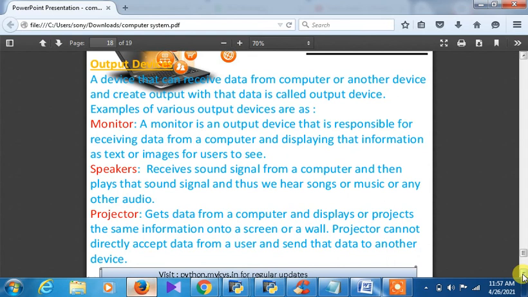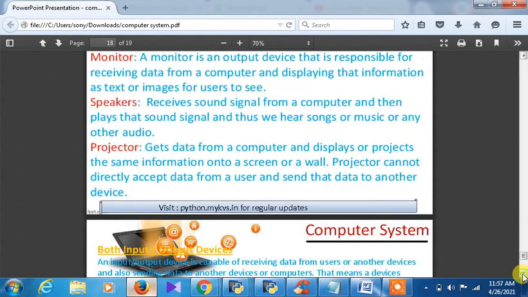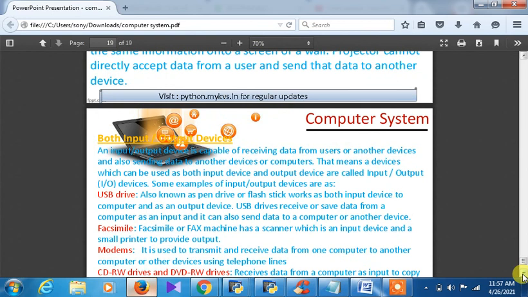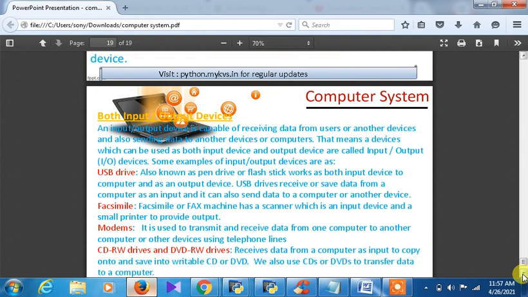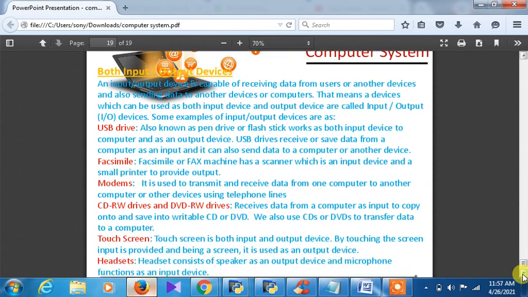And obviously printers are there. With the help of a printer we can make a hard copy of our documents, images, and whatsoever we want. Apart from this, there are IO devices: USB drive, facsimile or fax machines, modems used to connect to the internet, CDRW rewritable drives, and DVDRW drives.